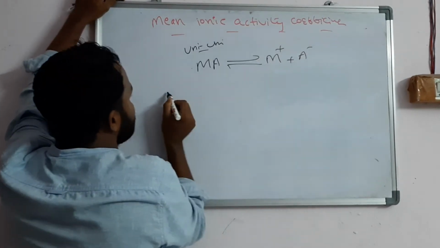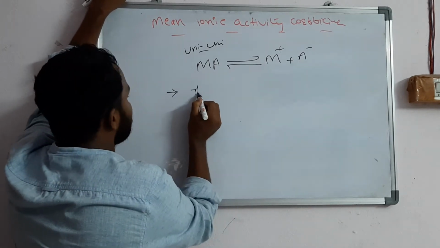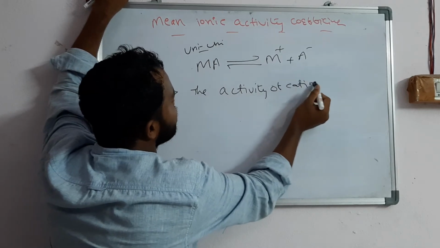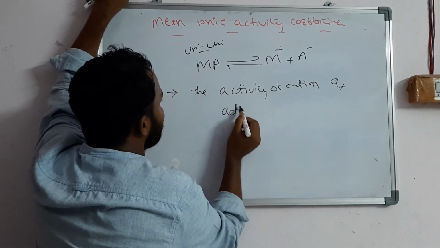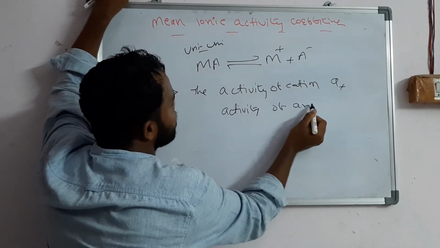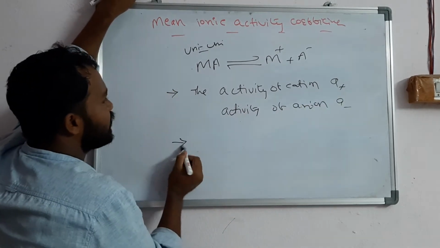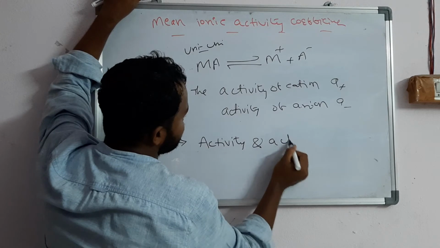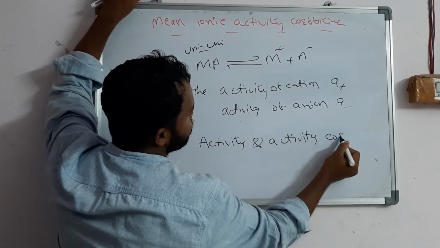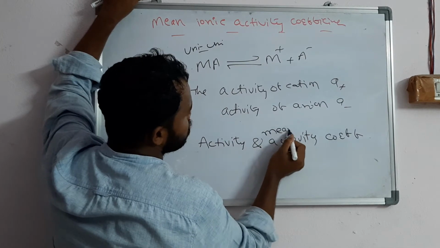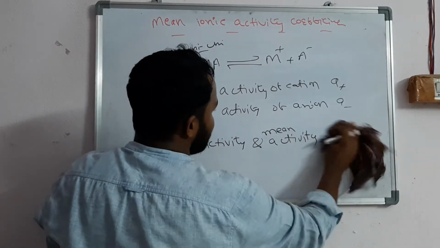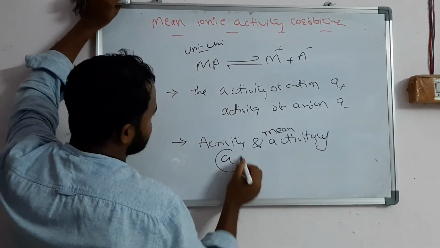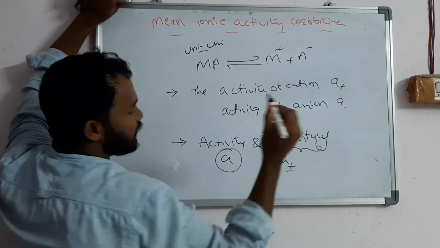So A minus. Here one point you should write. Here the activity of cation is represented by A plus, whereas activity of anion is represented by A minus. You should write one more point here. Next point, activity and activity coefficient is represented by mean ionic activity and mean ionic activity coefficient. Mean ionic activity is represented by A plus or minus.